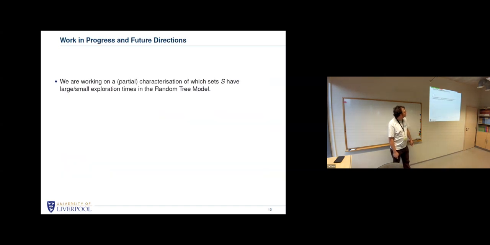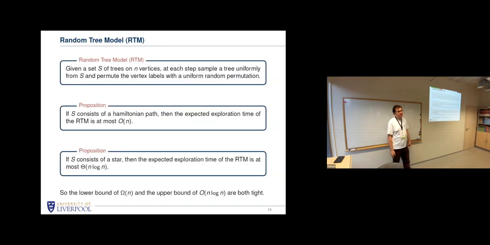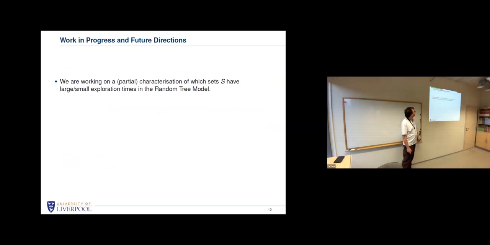Okay. Right, so yeah, as I said, this is work in progress. So what are our next steps? We're still working on a partial characterization of the set S in this random tree model, the unlabeled one, where you have a small or large exploration time. So what is it about the set of trees that makes it quicker or slower to explore? We think we have a partial characterization of that.